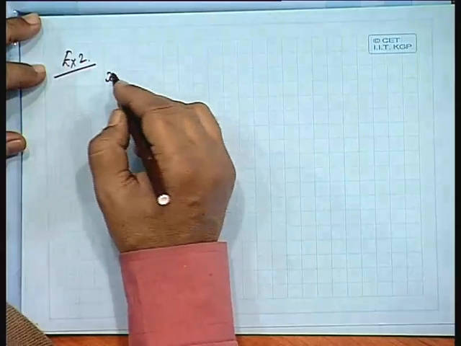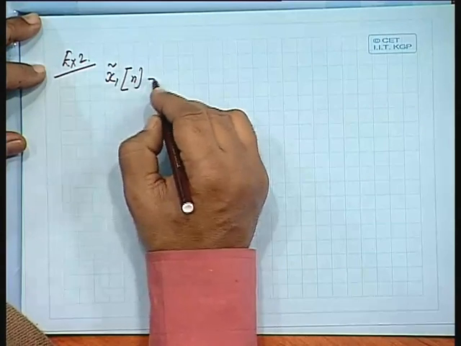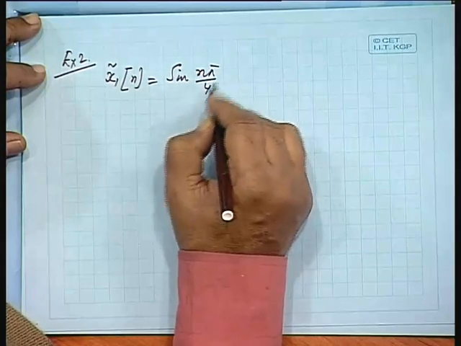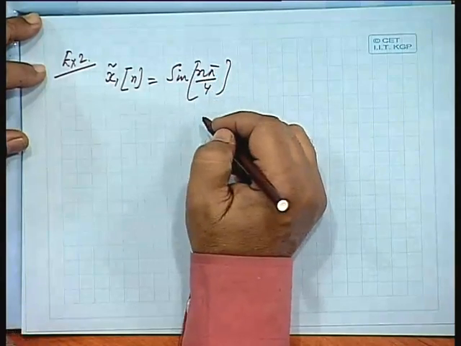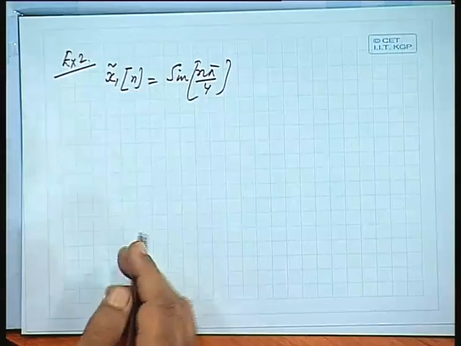Suppose this is a periodic sequence x1 n, which is given as sin n pi by 4. Okay. All right. For a periodic sequence, what you get is a periodic transform. We call it discrete Fourier series. Okay, the relationship is exactly identical.